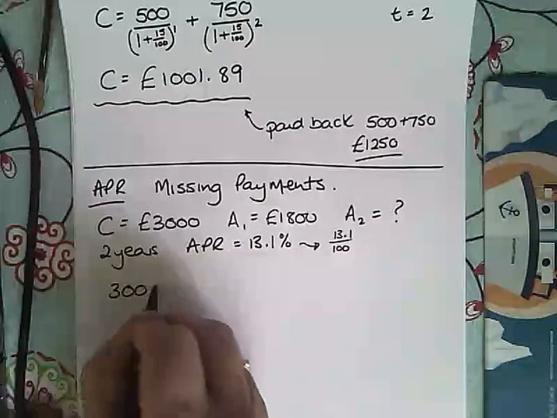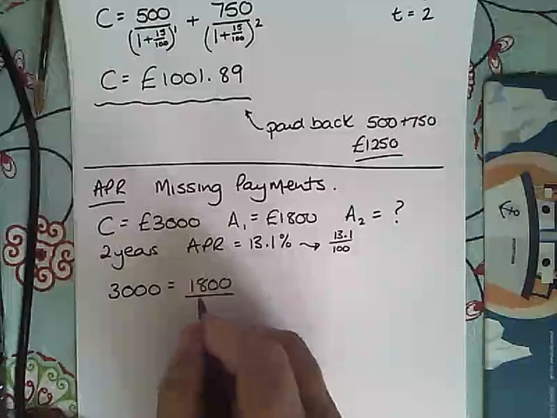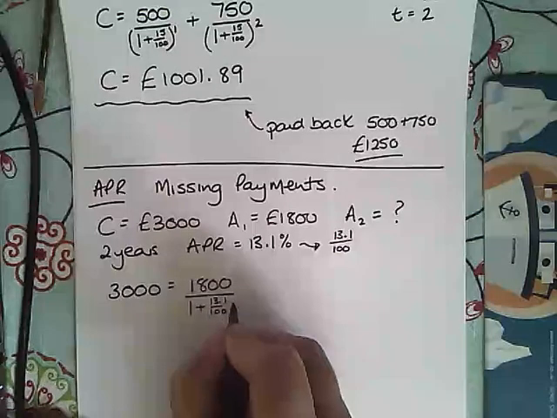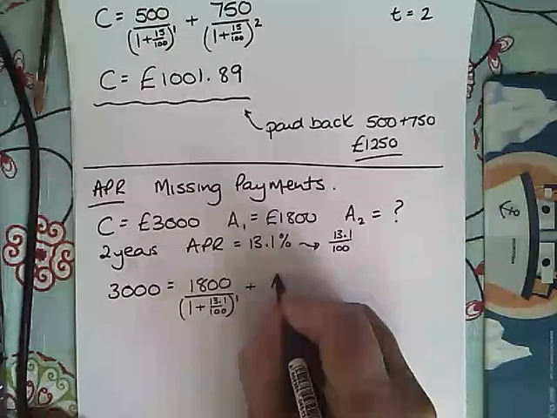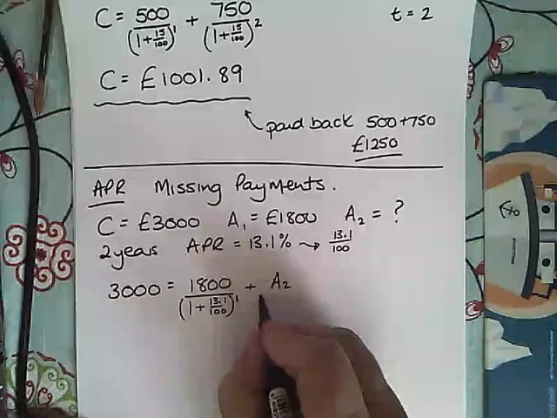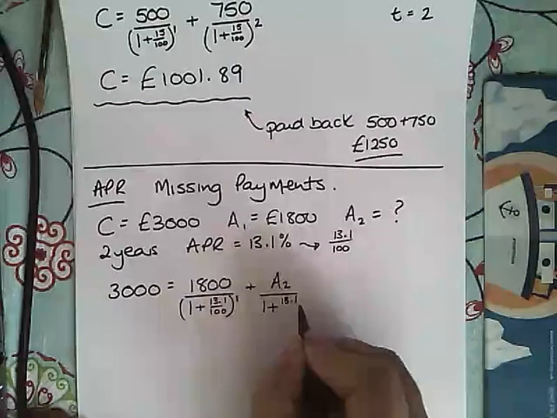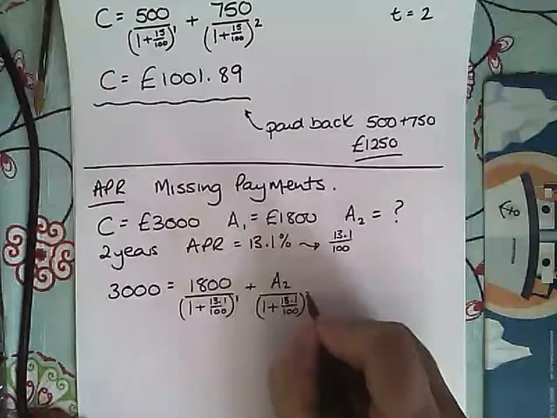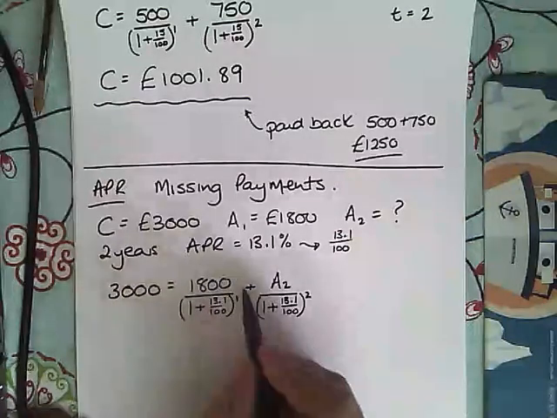3,000, our loan amount, is equal to our first payment, £1,800, over 1 plus 13.1 over 100, and that is for the first year, so that is to the power 1. I'm going to add to that A2, we don't know this, we're going to find that out. 1 plus 13.1 over 100, all to the power 2. Then we work a few things out on our calculator. So we can work all of this out on a calculator because there's no letters in it.